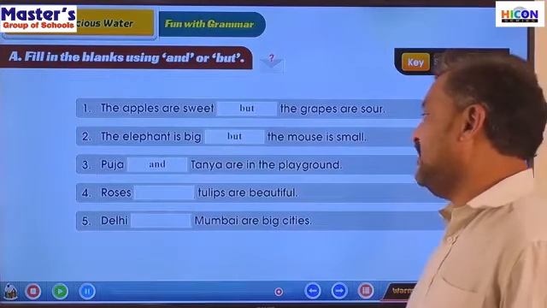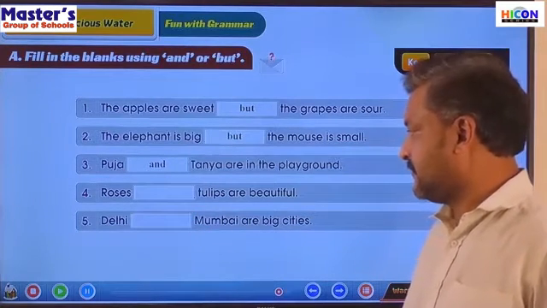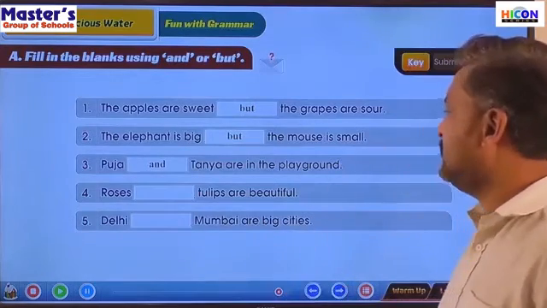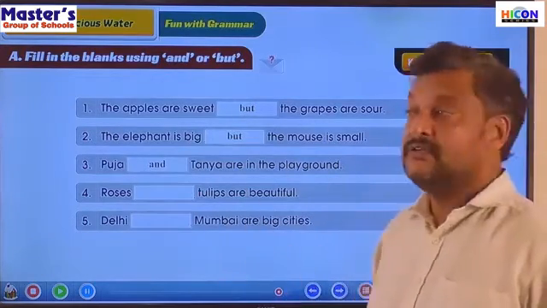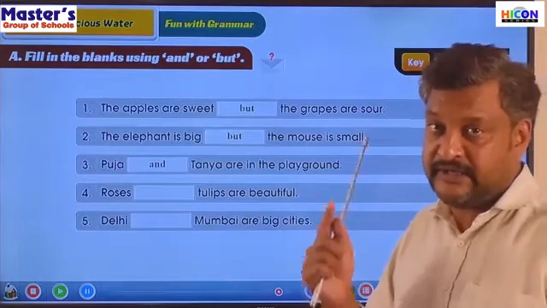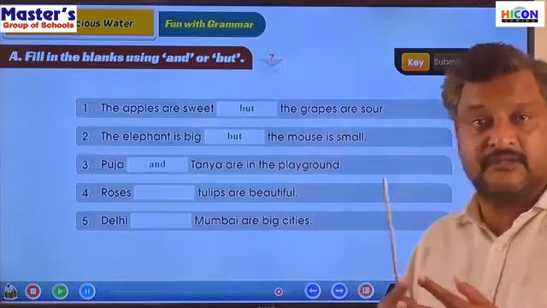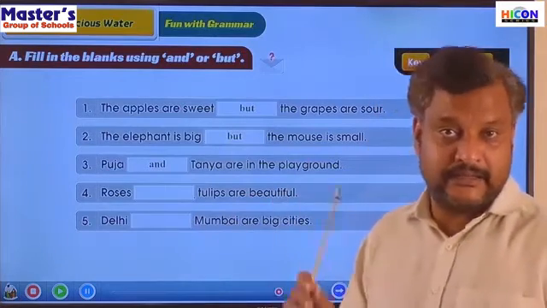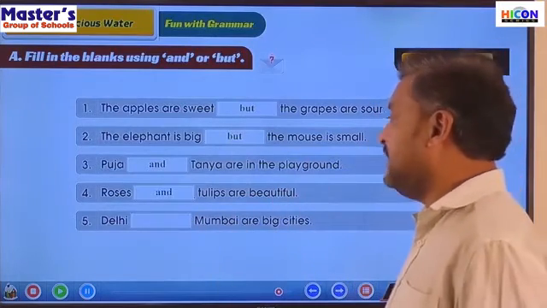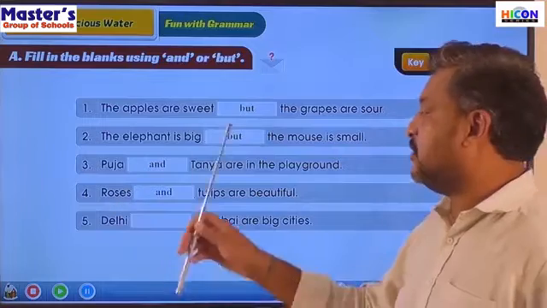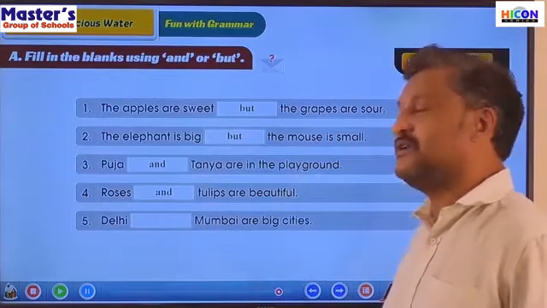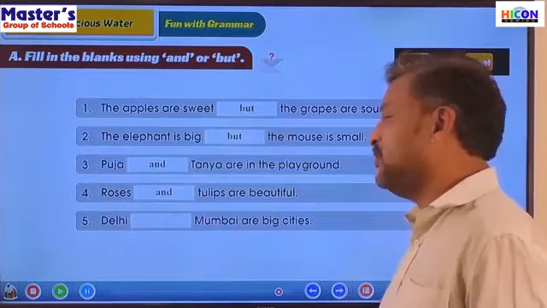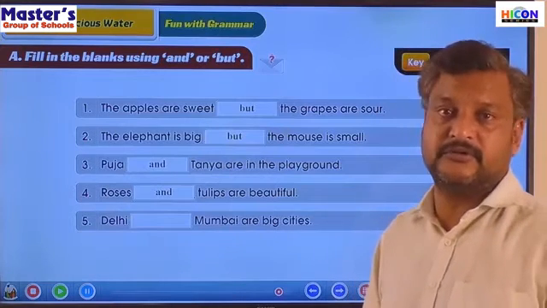Now, the fourth one. Roses dash tulips are beautiful. Again, same concept, isn't it? Roses are beautiful. Tulips are beautiful. These two are combined together to make a single sentence because they are of the same concept. Then what should we use here? And, isn't it? So, A-N-D, and, which makes roses and tulips are beautiful. What is the sentence? Roses and tulips are beautiful.